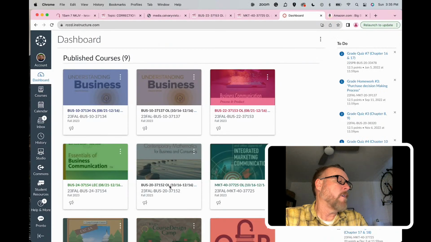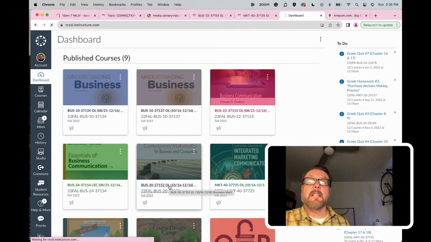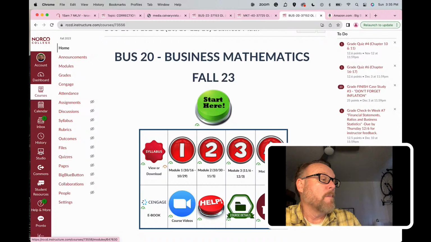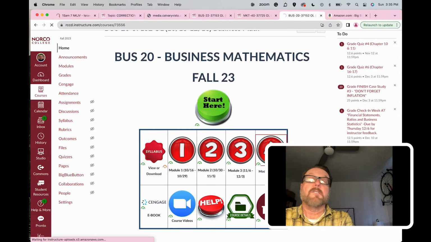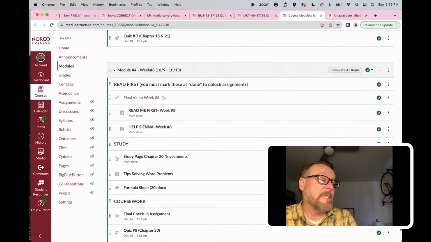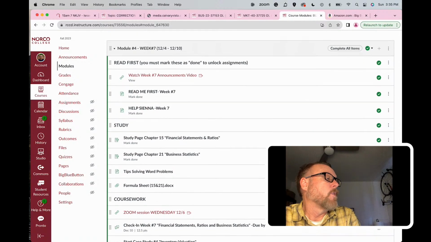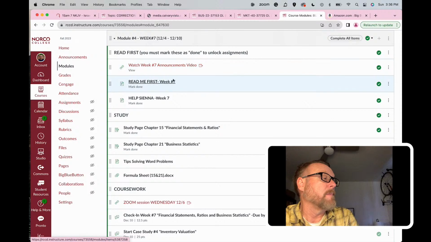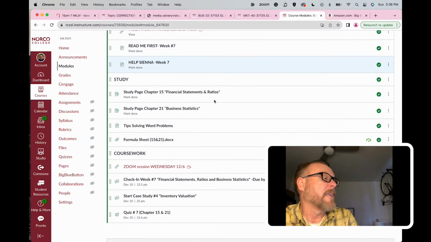And here I am in our course homepage as I select our class from the dashboard. And I'm going to come down here. We're in module 4, so we have 2 weeks to go. We started our 4th module today. And so again, we're looking at financial statements and ratios in chapter 15 and then chapter 21 on business statistics. Remember, there is a read me first. There is a help Sienna as well, so make sure you read and mark those as done. And then you have, of course, this video you're watching right now.